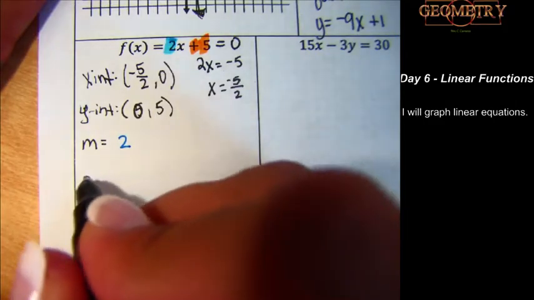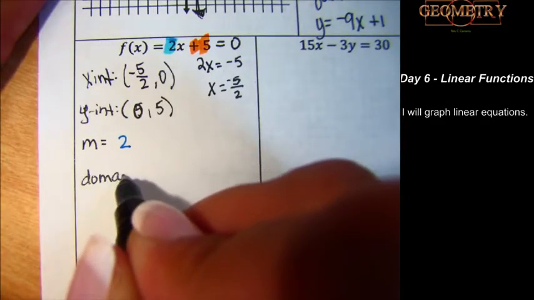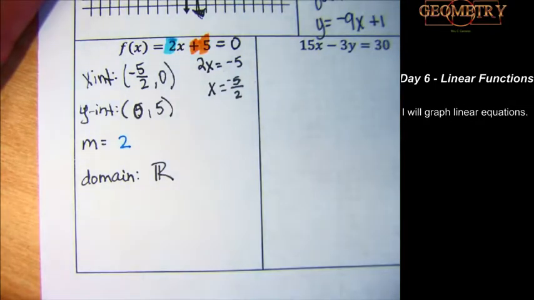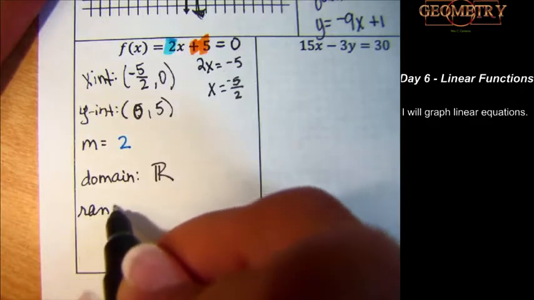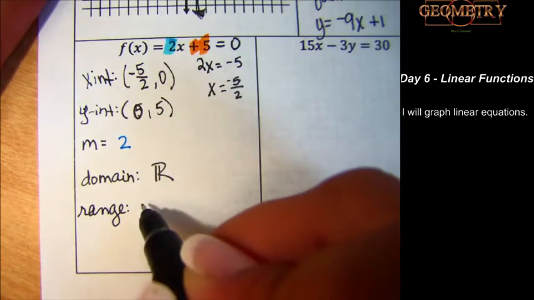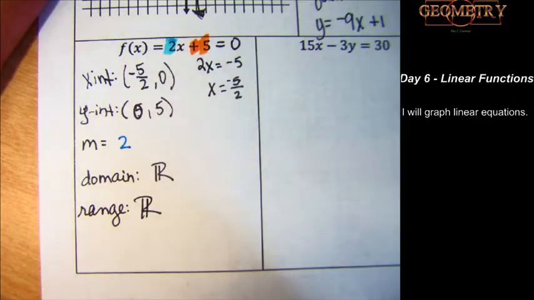What's the domain? R and R. Yeah, all the real numbers. Because this is a linear function, so it's going to work just like all the others. What's the range? All real numbers again. Very nice.